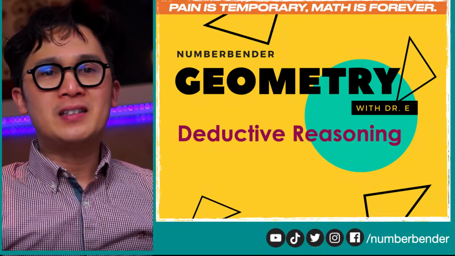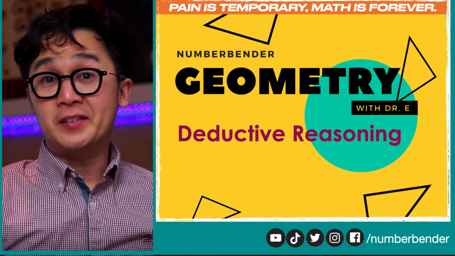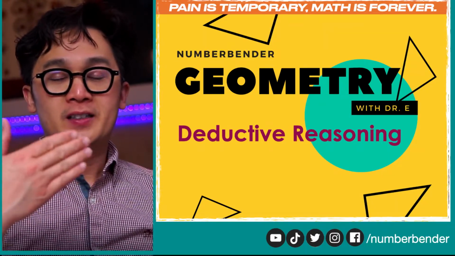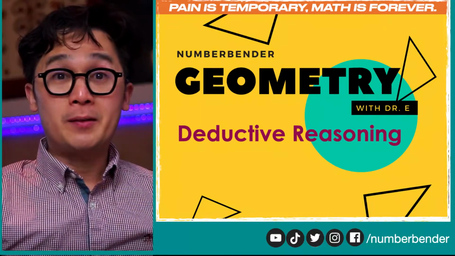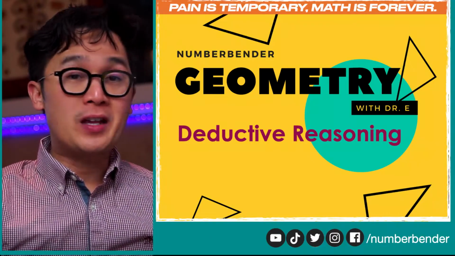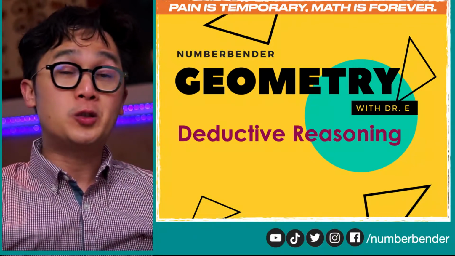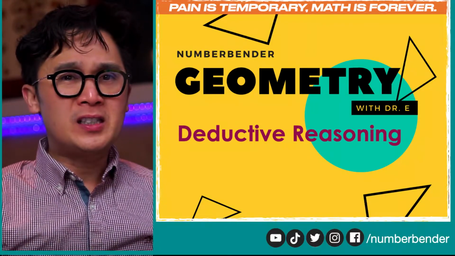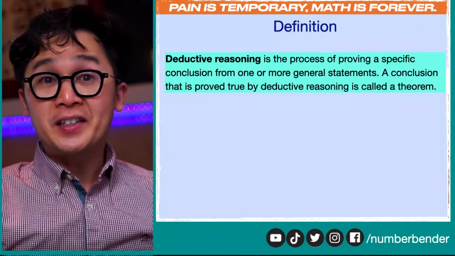From our previous lesson, we learned about inductive reasoning, which is based on several conditional statements, examples, or patterns so that we can arrive at a conclusion which we call a conjecture. Now, what is the difference between inductive and deductive reasoning?